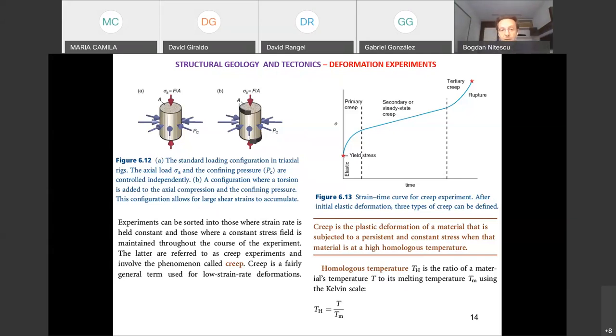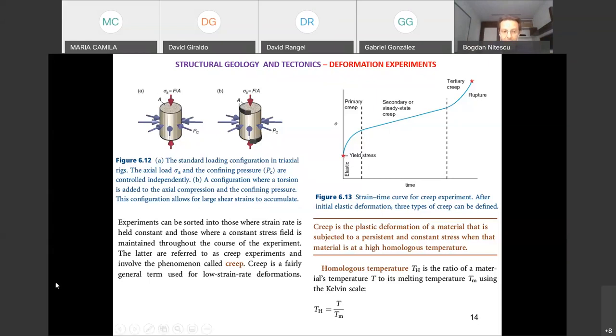And eventually people try to understand how a rock fails, at what differential stress it will break. But before it breaks, there is some plastic deformation in the rock, or we can call it ductile deformation. At some point, there are fractures that develop and so on. So we want to understand that.